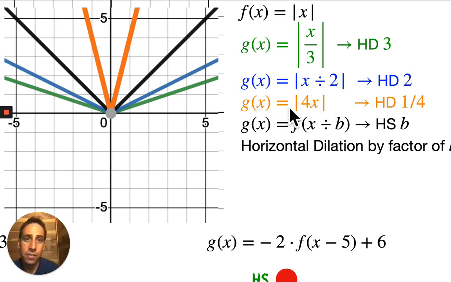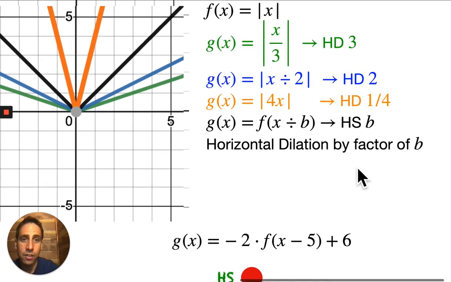If g of x is going to equal the absolute value of 4x, that'll be a horizontal dilation of 1/4, meaning if the x value here is 1, the x value over here at the same y value is 1/4. 1, 2, 3, 4. Over here, 4. If the x value is 4, the x value over here is 1. Everything gets compressed like that. All the x values are 1/4 of what they were, and so therefore they are closer to the y-axis.